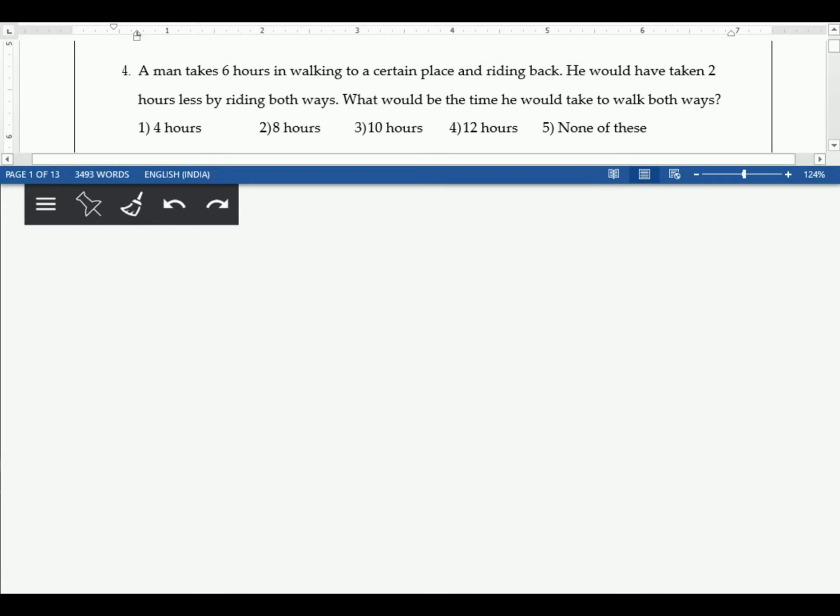Fourth question. A man takes 6 hours in walking to a certain place and riding back. He would have taken 2 hours less by riding both ways. What would be the time he would take to walk both ways?